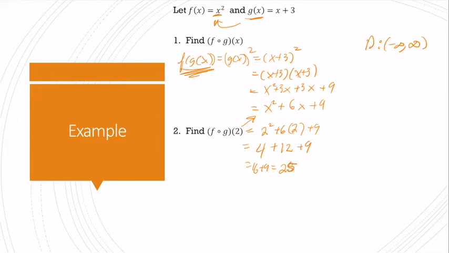So another way you could do this, if you didn't want to calculate f composed with g of x, is you could take f of g of 2. So that would be f of g of 2, which would be 2 plus 3, which would give us f of 5, which would be 5 squared, which is 25. And you would get the exact same answer.